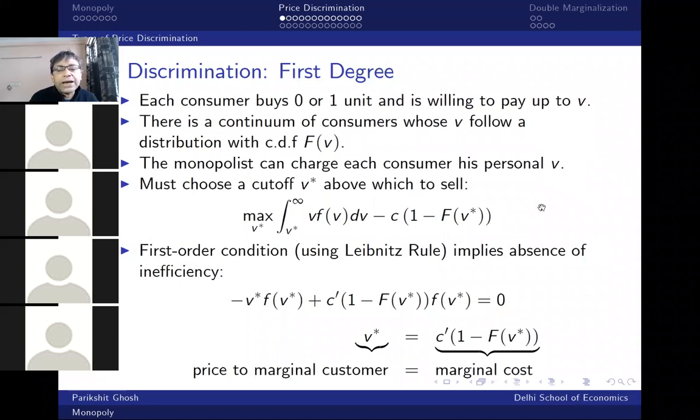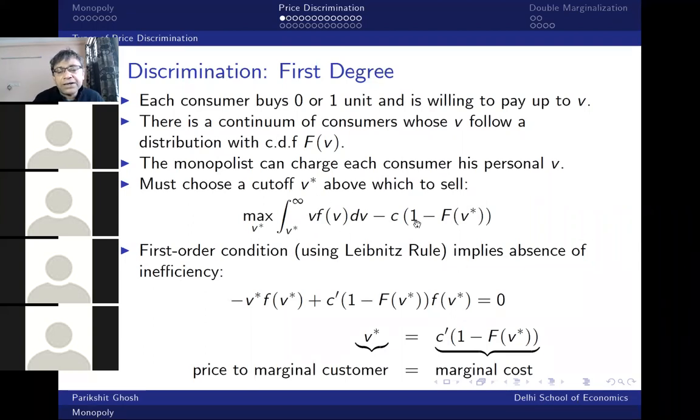So the only real decision for the monopolist is to choose a threshold: I will only serve customers whose willingness to pay is above some threshold. Below that, I'll say, sorry, this is not for you. You're not willing to pay enough. And so the monopolist's problem can be formulated simply as choosing the threshold. The rest of it is trivial. Above the threshold, charge each consumer their individual V.